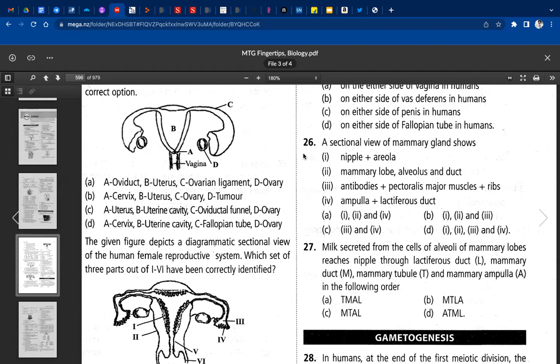A sectional view of mammary gland shows. Yes, time starts now. This kind of question has actually come.